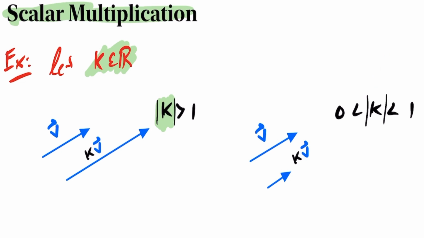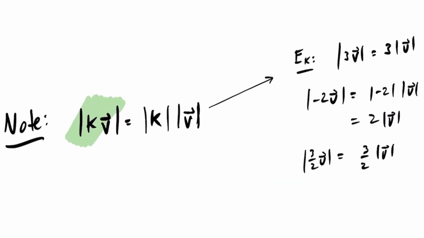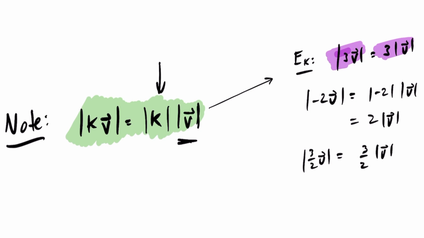If the k value is negative, that'll change the direction. So to remind you, if you take the absolute value of a scalar multiple times a vector, that scalar multiple will come out with an absolute value sign being applied to it, and then you just take the magnitude of your vector v. So for example here, if I want to calculate the magnitude of vector 3v, the 3 comes out, and you just calculate the magnitude of vector v.